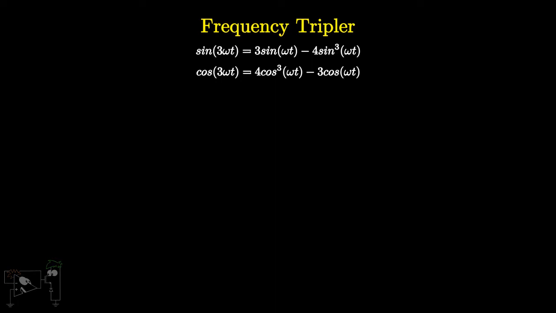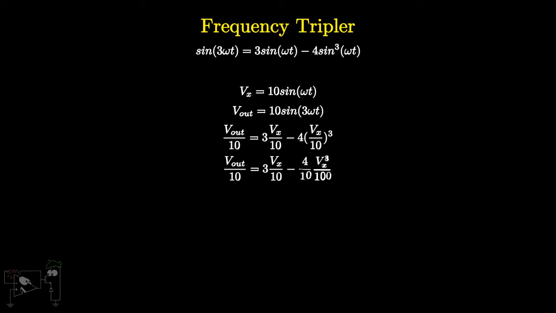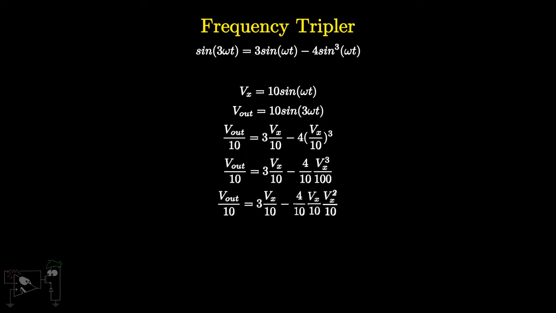Suppose we have the input as 10 sine omega t and we want to design a circuit which gives an output of 10 sine 3 omega t. As the signal is a sine wave, we will use the first trigonometric identity. Substituting the values of Vx and Vout in the equation, we have Vout by 10 is equal to 3 Vx by 10, minus 4 times (Vx by 10) cubed, which is 4 by 10 into Vx cubed by 100. In other words, we have Vout by 10 equal to 3 Vx by 10, minus 4 by 10 into Vx by 10, into Vx squared by 10.